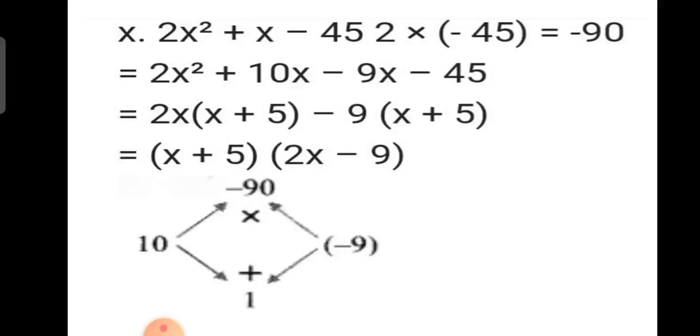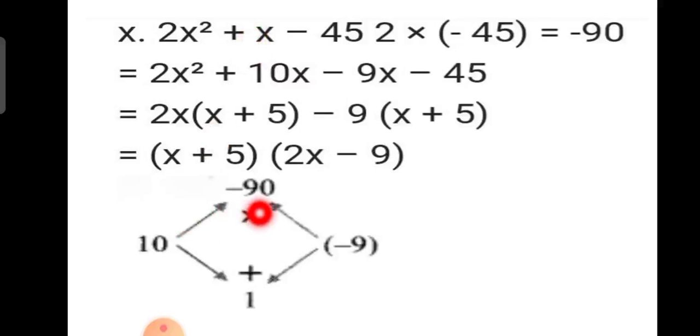Now I will take the 10th example. 2x square plus x minus 45. Okay. Now if you pay attention here, the coefficient of x square is 2. So you have to multiply 2 into minus 45, which will be equal to minus 90. And now carry out the factors of minus 90, so that the sum or difference of the factors should be equal to 1. Here the coefficient of x is 1.